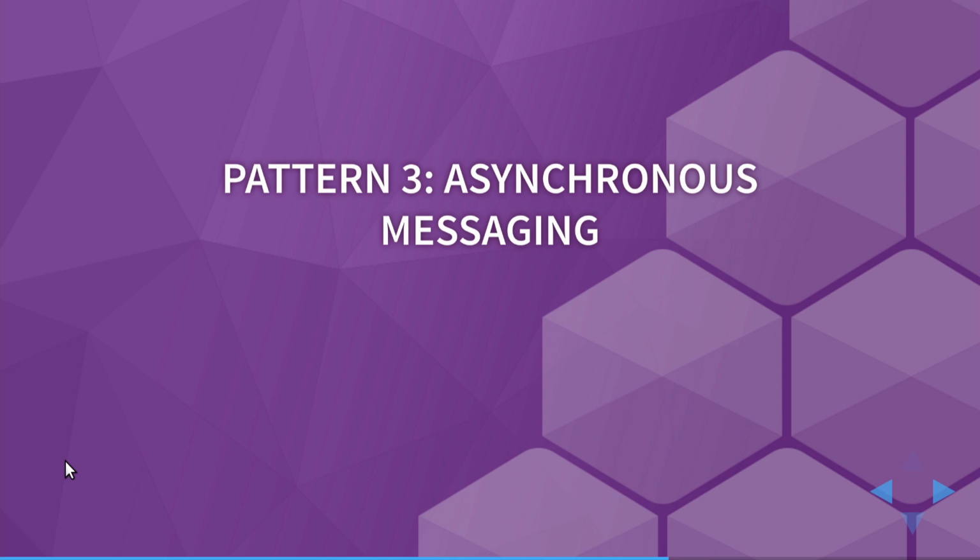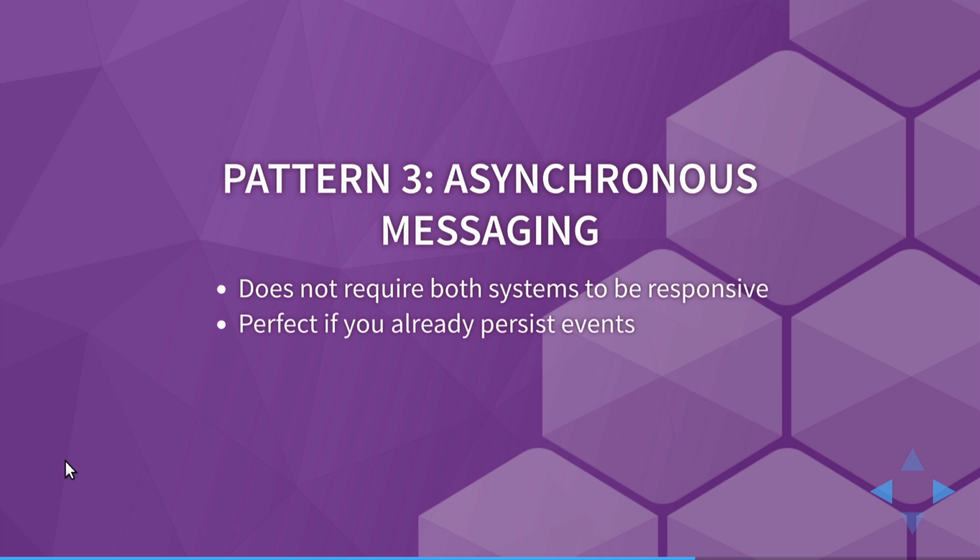So pattern 3 is asynchronous messaging. Asynchronous is the opposite of synchronous, meaning it doesn't have to happen at the same time. The receiver can process the message at a completely different time to when the sender sends it, so they don't have to be up at the same time. Asynchronous messaging is also perfect if you already persist events, because then you can use those persistent events as a source of messages. And we're going to see an advantage of this very soon.